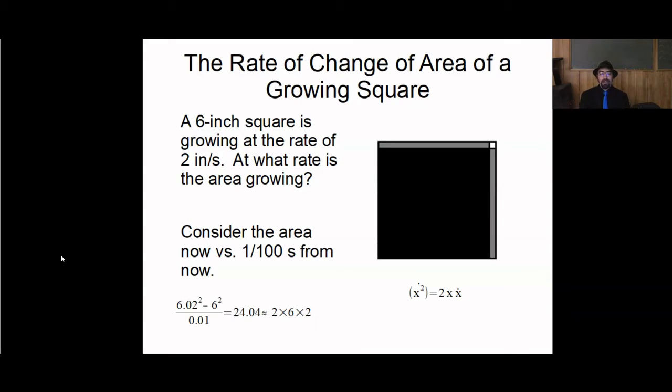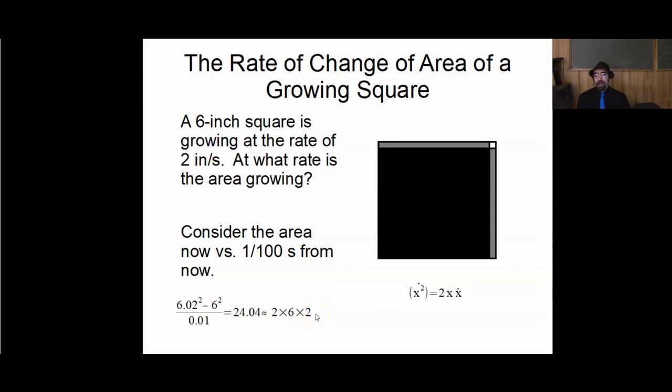So to find the rate of change of the area of a growing square, that way we can find the rate of change of a square quantity. Suppose a 6-inch square is growing at the rate of 2 inches per second. At what rate is the area itself growing? One way you could do it is approximate it with the area now versus 1/100th of a second from now, and divide that by the 1/100th of a second. So you compare the smaller square, 6 by 6, to the larger square, 6.02 by 6.02, and see what that gets you. It gets you 24.04. That's approximately 24, which is 2 by 6 by 2.